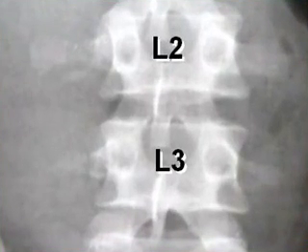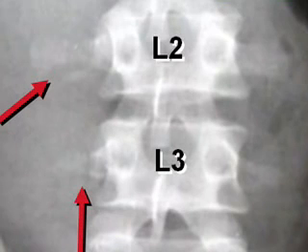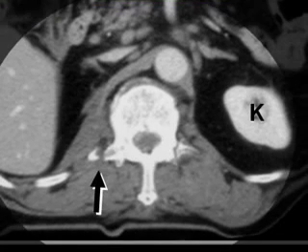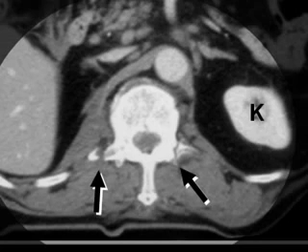This is an example of fractures of the right transverse processes of both L2 and L3. You can see a horizontal radiolucency in the transverse process of L2 and a vertical radiolucency in the transverse process of L3. And this CT scan shows you the proximity of the transverse processes, both the right and left transverse processes are fractured, to the kidney, which is labeled with a K.